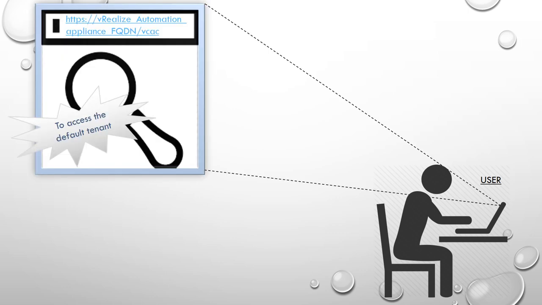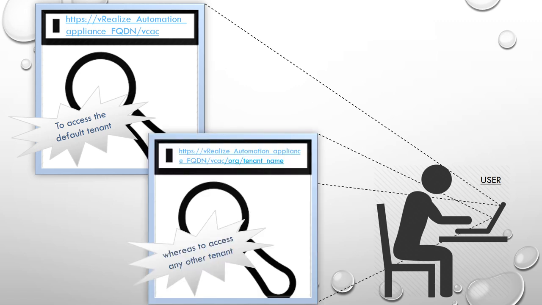While we are talking about tenants, let us discuss the way to access them as well. To access the default tenant, go to https:// vRealize automation appliance fqdn/vcac. Whereas to access any other tenant, go to https:// vRealize automation appliance fqdn/vcac/org/ the tenant name that you are trying to access. The tenant name or the URL for the default tenant cannot be changed, but you can assign a tenant admin as well as an IS admin at any point of time.